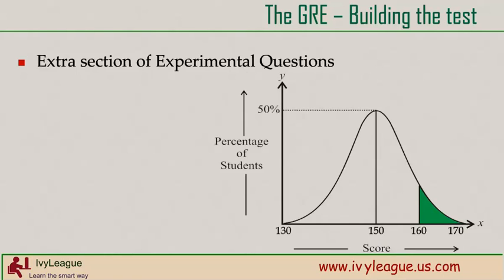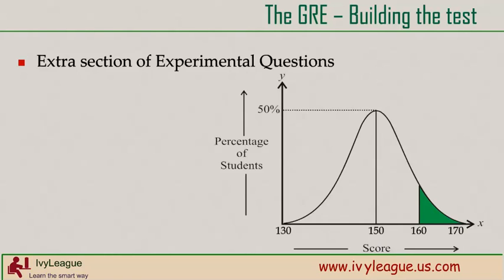This mechanism ensures the College Board already knows, before a single student has taken a GRE paper, that 50% of the students will end up with a score of 150. This mechanism is what you need to beat to fall into the desired green region of the bell curve.